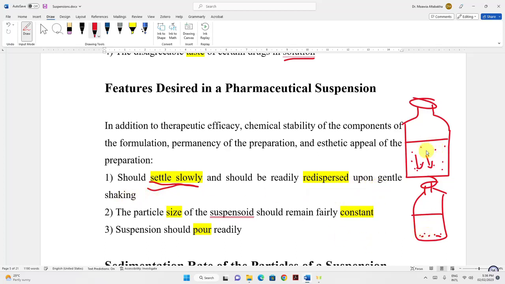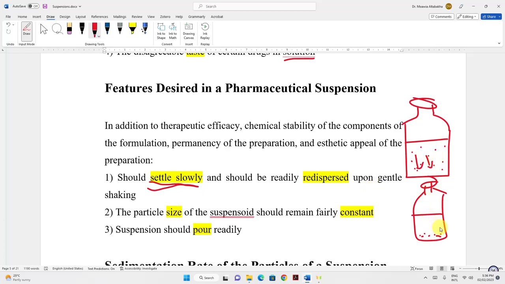You want it to go down slowly because eventually, you know, these are unstable preparations. When I say unstable, in terms of sedimentation, unlike a solution. So once they sediment, you want to be able to redisperse the particles easily, with little agitation.